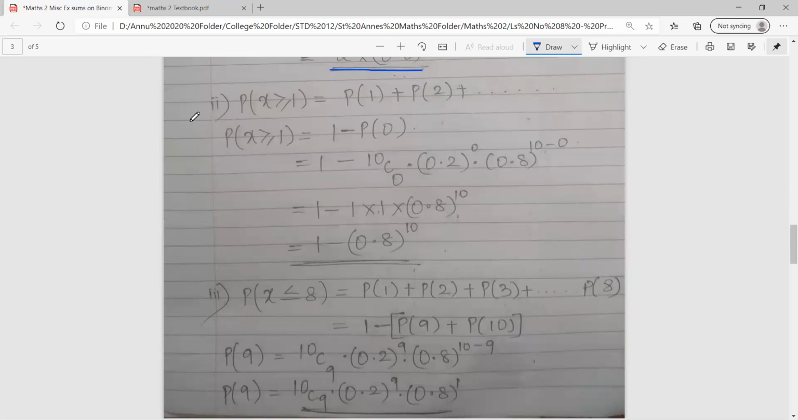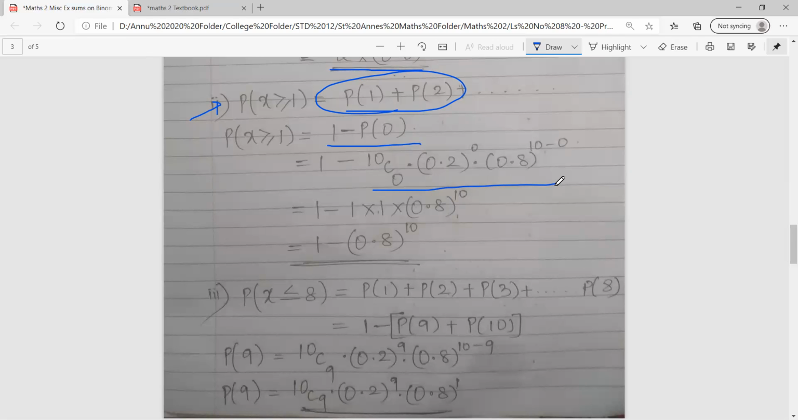The second, they had asked to find out probability of X greater than or equal to 1. Now greater than or equal to 1 means it will go from 1, 2, 3 up till 10 because N ka value is up till 10. We will not sit and calculate up till 10, right? I had explained here there's one shortcut formula: from the total 1, you have to subtract the number which is not there in the set above, that is P of 0. So first we'll find out the value of P of 0 like this.